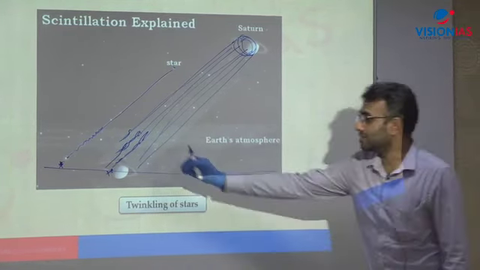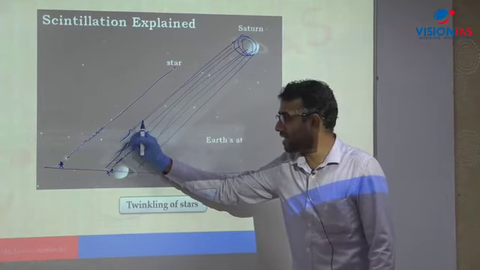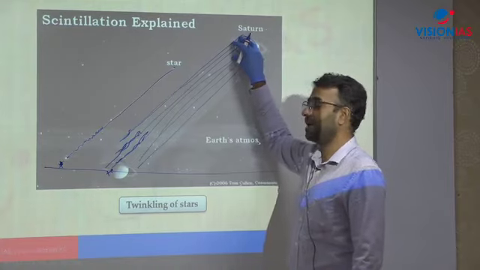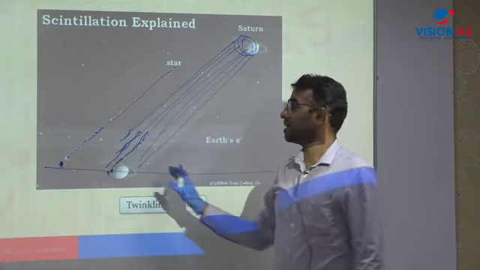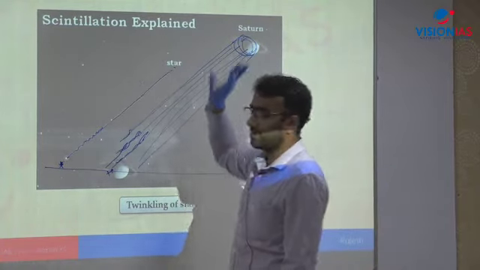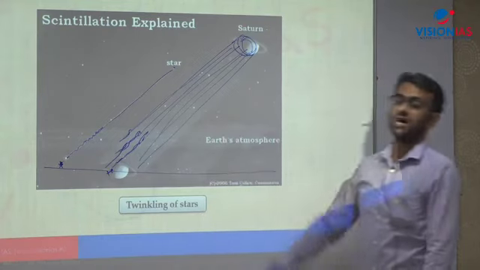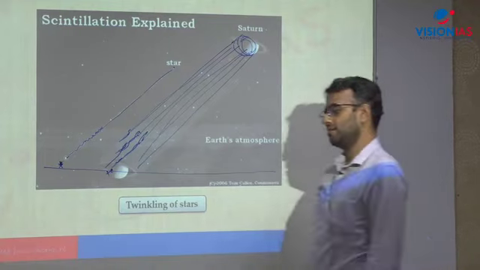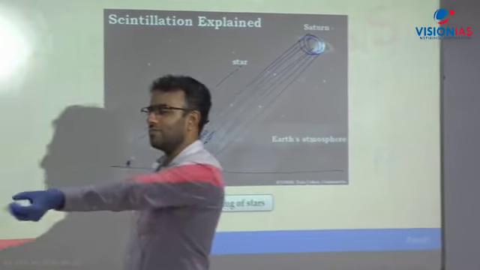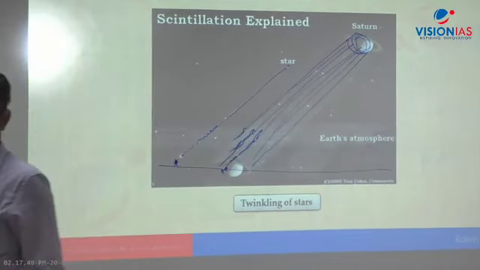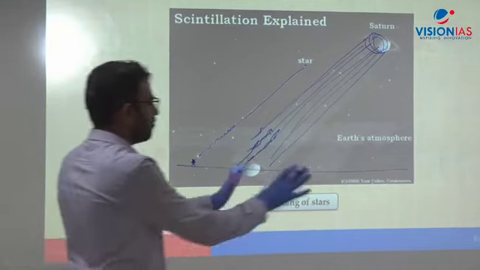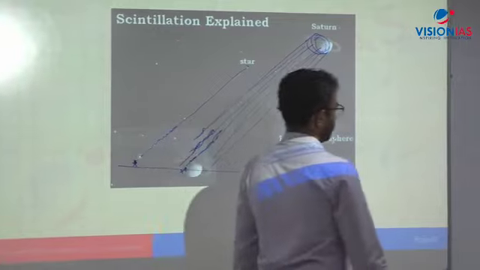So the scattering effect on the light coming from a planet is very, very less compared to the scattering effect on the light of a star, because a star's light is coming from a very long distance. By the time it reaches Earth, very little light is left, a very small amount of light, almost like a single ray of light.